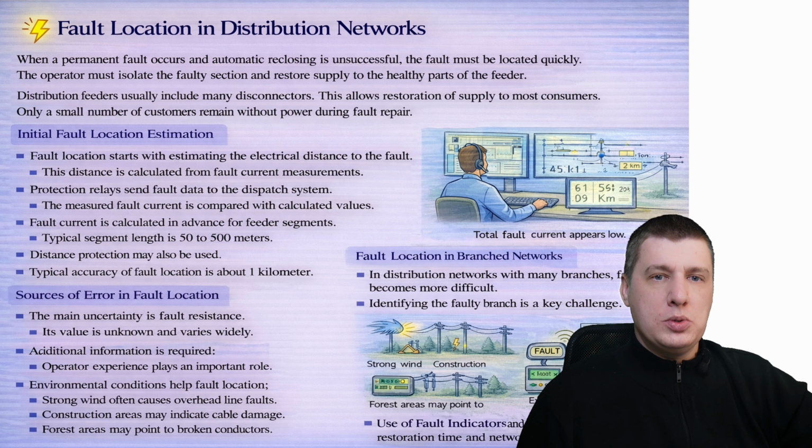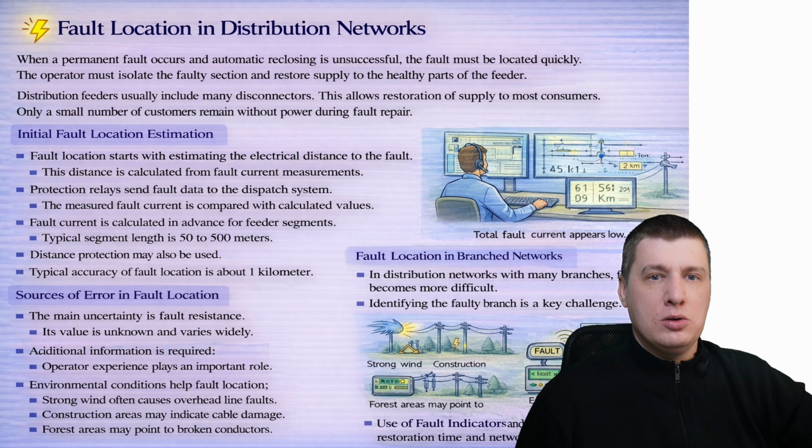Fault location starts with estimating the electrical distance of the fault. This distance is calculated from fault current measurements. Protection relays send fault data to the dispatch system. The measured fault current is compared with the calculated values, and fault current is calculated in advance for feeder segments. Typical segment length is 50 to 500 meters.